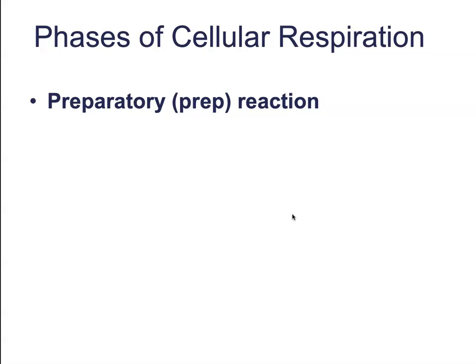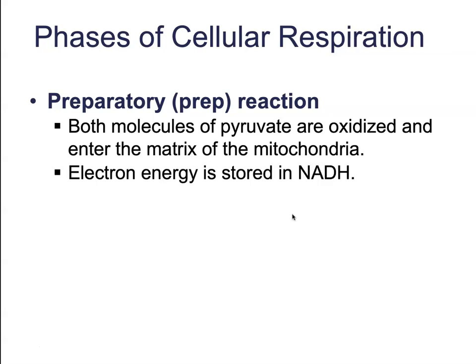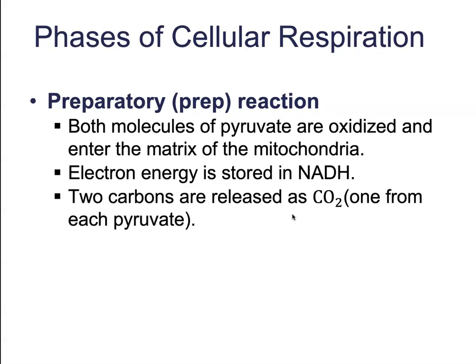The prep reaction occurs in the matrix of the mitochondria. Those two pyruvate molecules are going to be broken down from 3 carbon to 2 carbon molecules, and a single molecule of CO2 is going to be released from each one. So we're going to oxidize that pyruvate, and they're going to enter the mitochondria. The electron energy is going to be stored temporarily as NADH, and 2 carbons are going to be released as carbon dioxide. Again, this does not require oxygen. This reaction is simply prepping the materials for our next step.